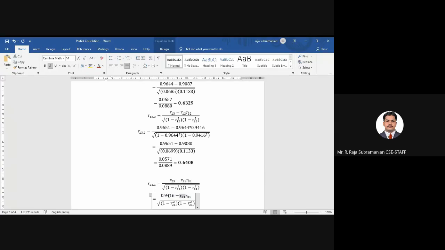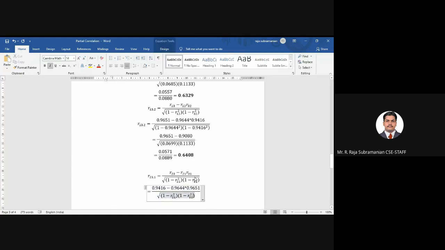So R12 is 0.9644. R31 and R13 are the same. R13 is 0.9651. So coming down here also, 0.9651 the whole square, and R21 and R12 are the same, that is 0.9644 squared.